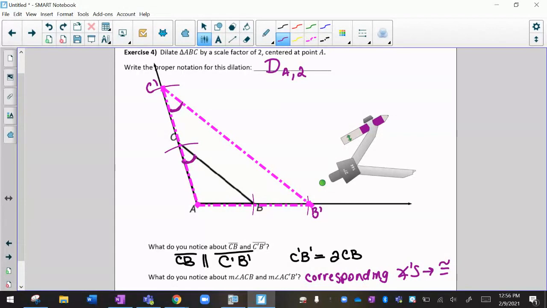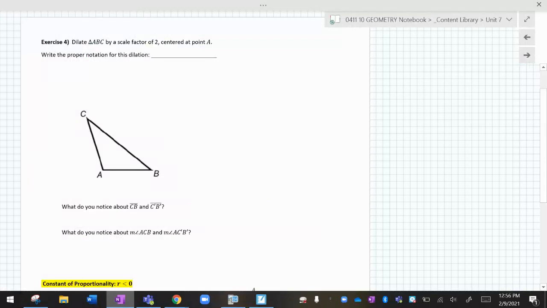So even though the side lengths get multiplied by the scale factor, the angles stay the same. That is extremely important, okay? In dilations, the angles stay the same.